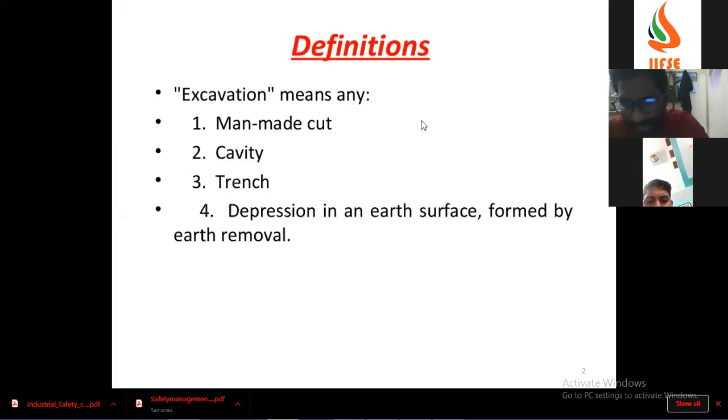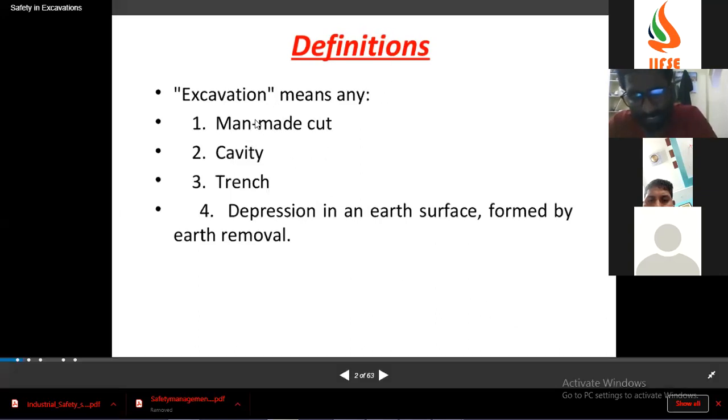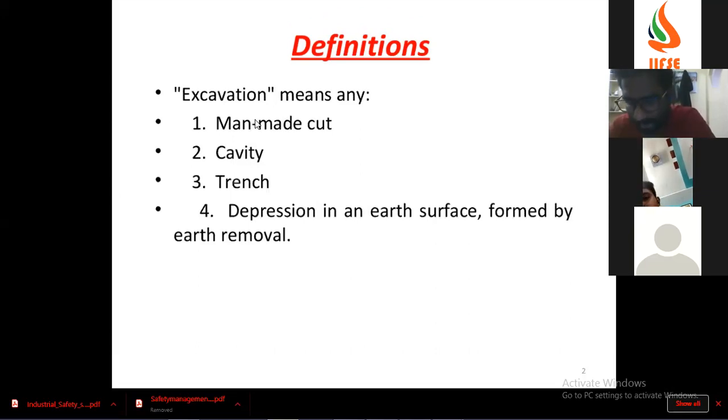Coming to industrial practice, excavation can happen with excavators, bulldozers, foundation digging equipment, or poclains. So there are different machines which do the excavation. The basic definition is: excavation means any man-made cut, cavity, trench, or depression in an earth surface formed by earth removal. Okay, fine.